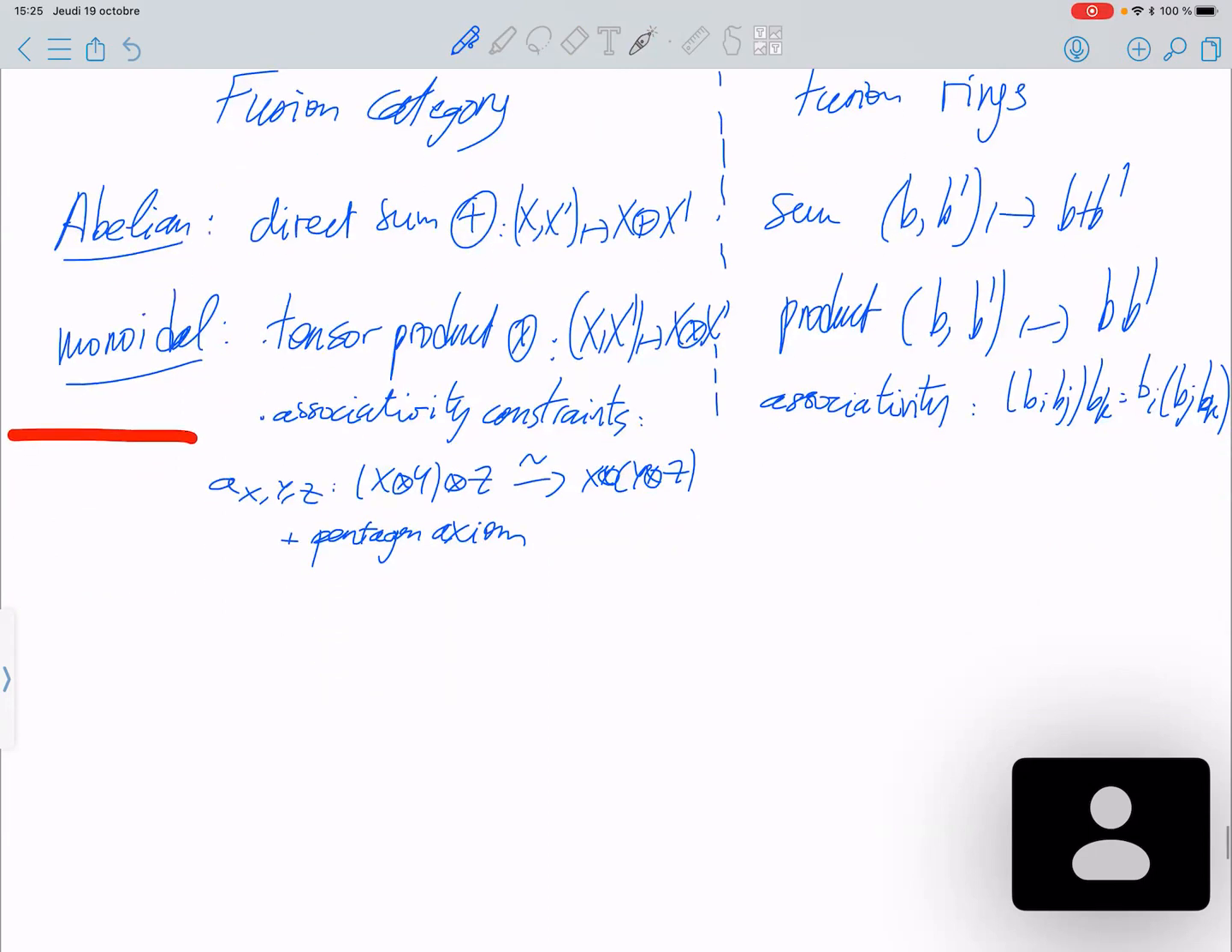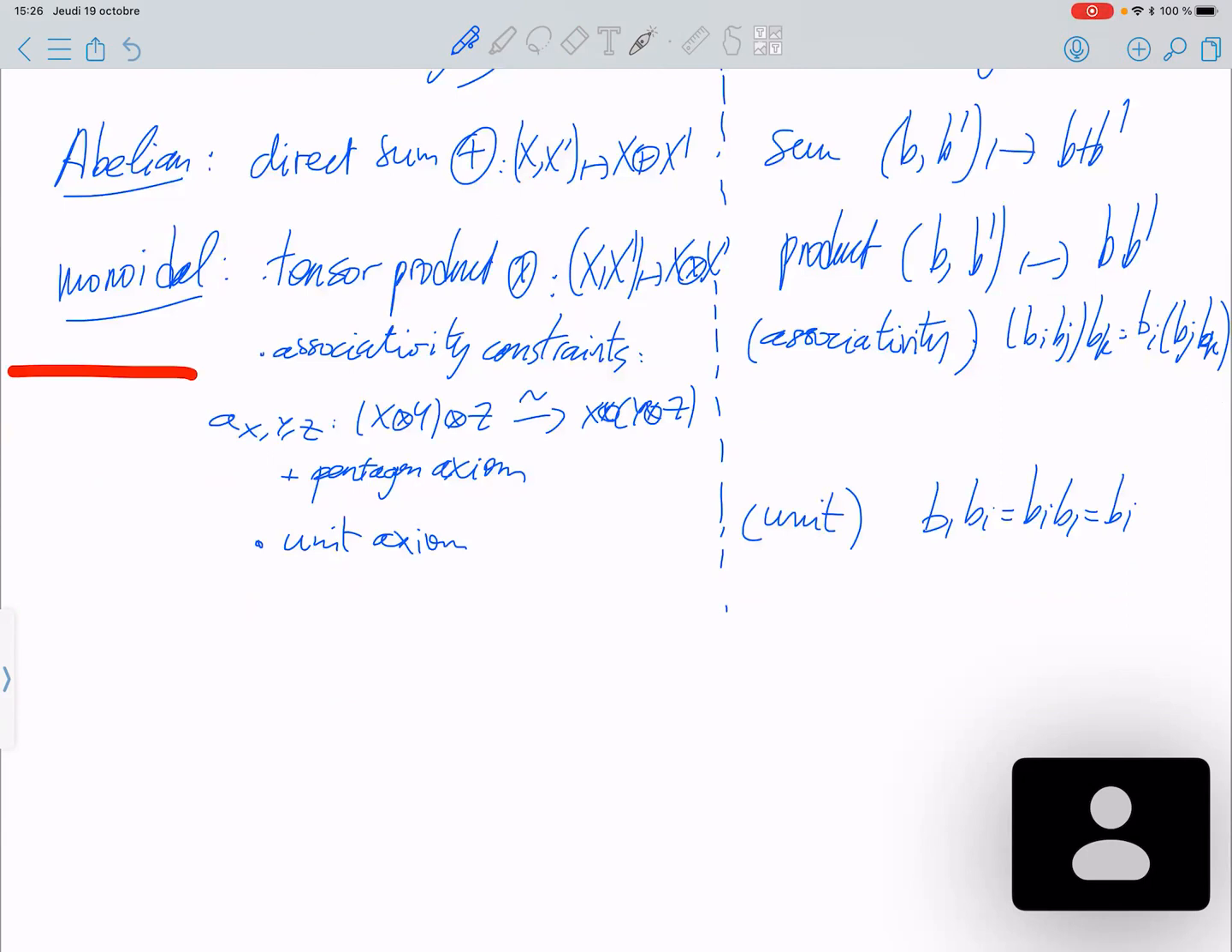What about next? You have the unit axiom, corresponding to the unit here. So b_1 b_i equals b_i b_1 equals b_i. Okay, so this is done for monoidal.